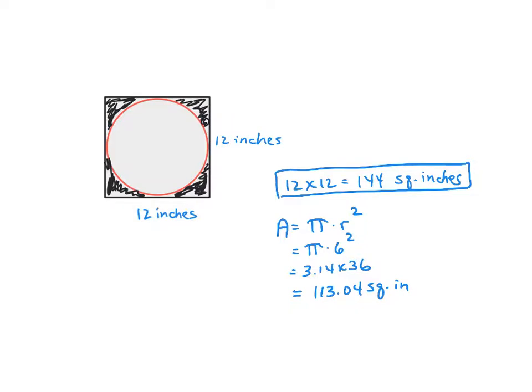Now, I know that the area of the entire square is 144 square inches, so I am just going to subtract 144 minus 113.04. I would get a final answer of 30.96 square inches. So the area of the blackened in area, each one of those corners, if you will, of that square, they must total 30.96 square inches.